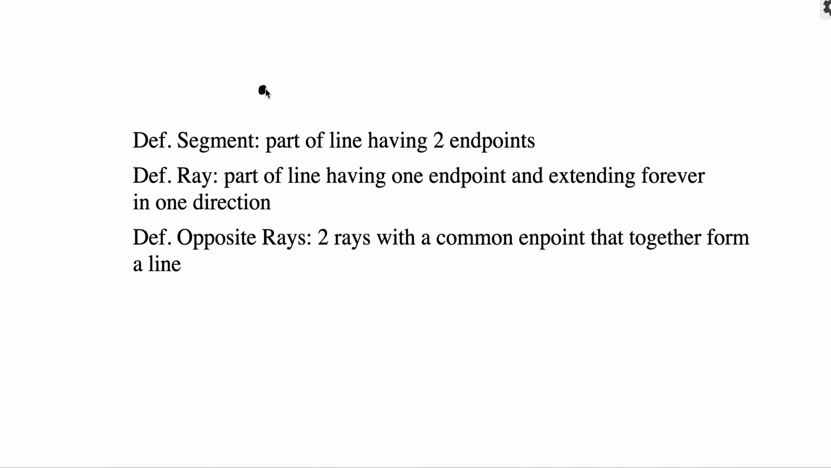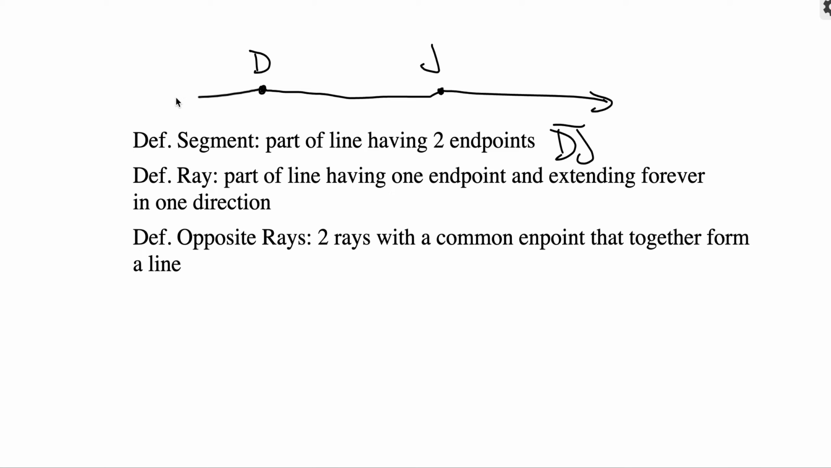So I'm trying to mark up here. If I have an example, I could have a segment, right? DJ, if I just put a line over the top of DJ, I mean I'm going from D to J, and I'm just talking about this segment of my line, this line that extends forever in both directions, right? But if I'm just talking about this chunk from here to here, then I'm going to talk about line segment DJ. Whereas a ray, DJ, would look more like this.